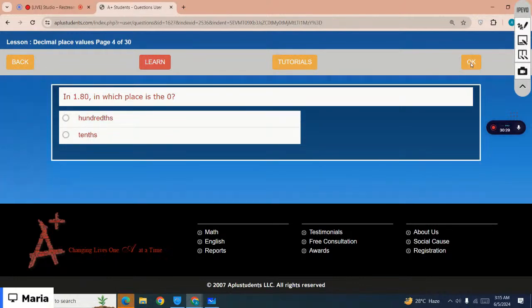In 1.80, in which place is the 0, which is the correct option? 0 is at the 100th place. The correct option is 100th.